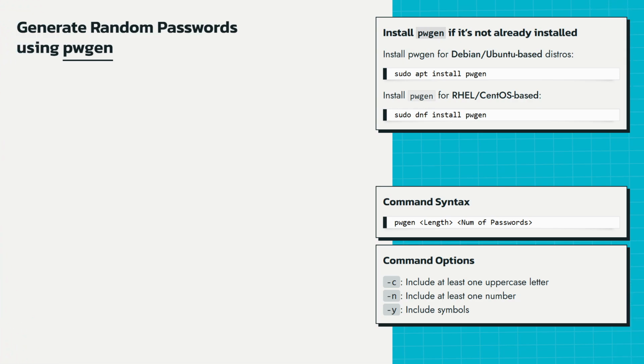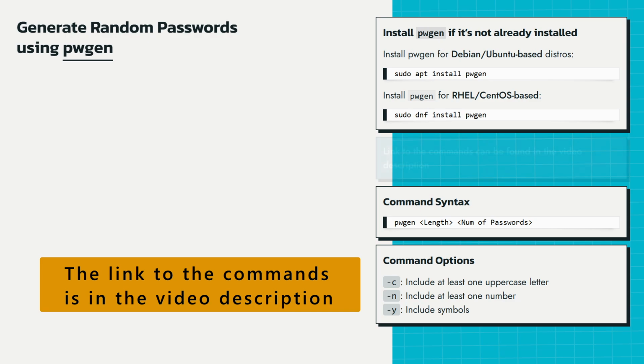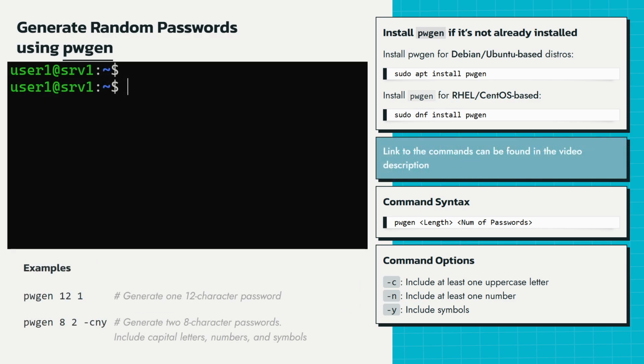Instead, use Pwgen. On Debian and Ubuntu-based systems, you can install it with apt install pwgen. For Fedora, CentOS, or Red Hat, use the dnf install pwgen command. To generate a password, type pwgen, followed by the number of characters, and then the number of passwords you want. For example, specifying 8 and 1 will generate one password with 8 characters.